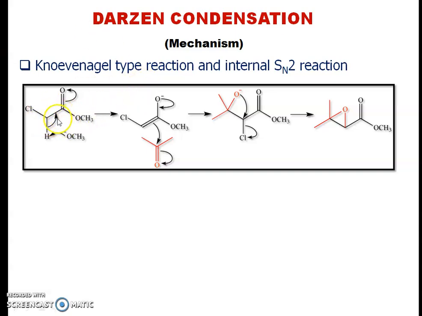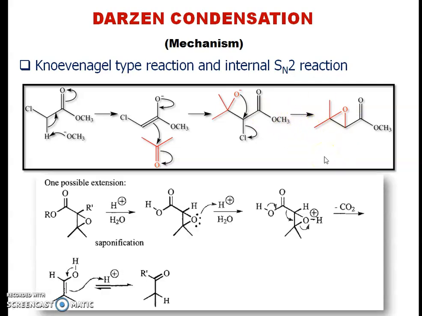So it can first form an enolate like this. This enolate can be added to the carbonyl, and it forms an intermediate, an oxy compound like this, and it can undergo an internal SN2 reaction. In this internal SN2 reaction, this oxy compound can push out this chlorine, and it forms an epoxide. And this is the mechanism of Darzens condensation.